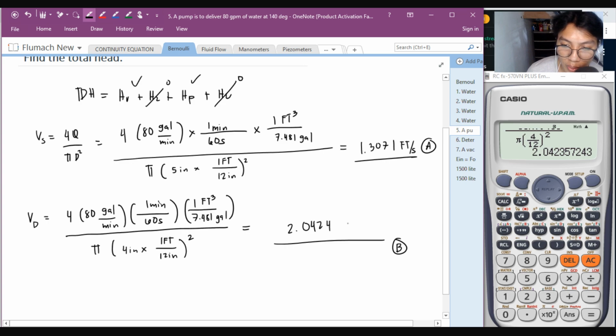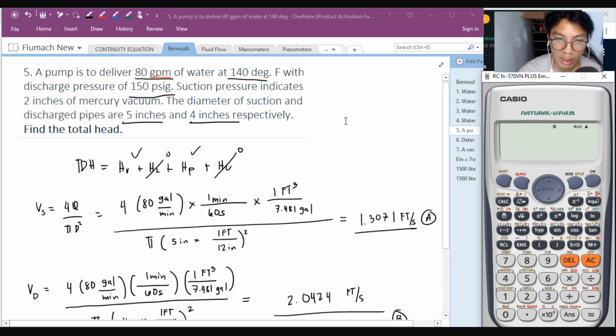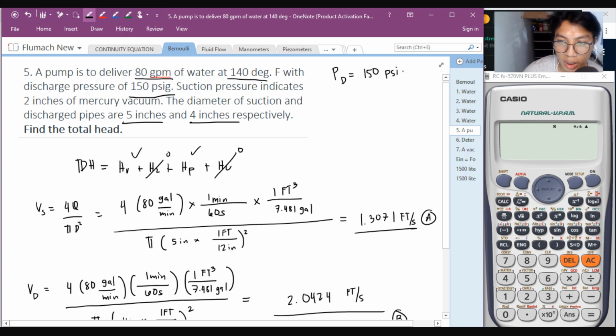2.0424 feet per second. Store natin yung value niyo kay B. Now, recall natin yung mga values. You are given their discharge pressure. Kailangan maging absolute to: 150 PSIG. Yung suction is in 2 inches Hg. Kailangan alamin natin to. Vacuum to.